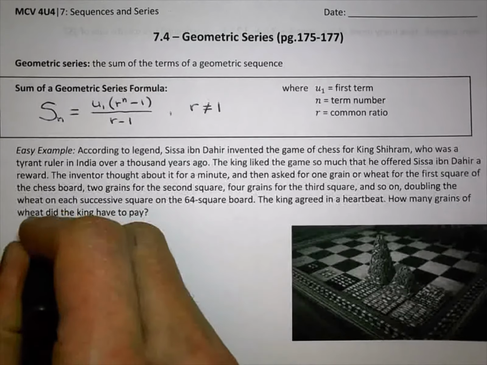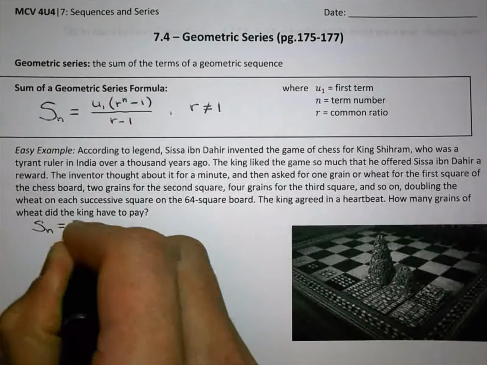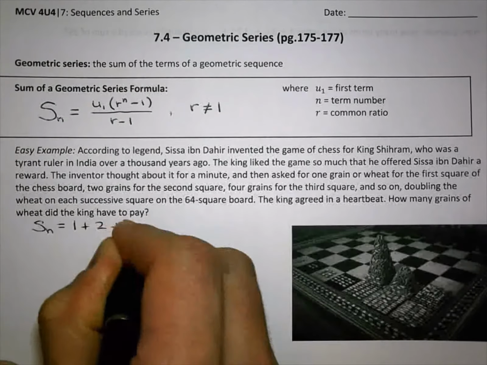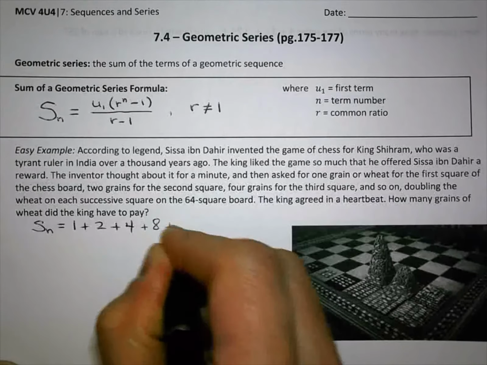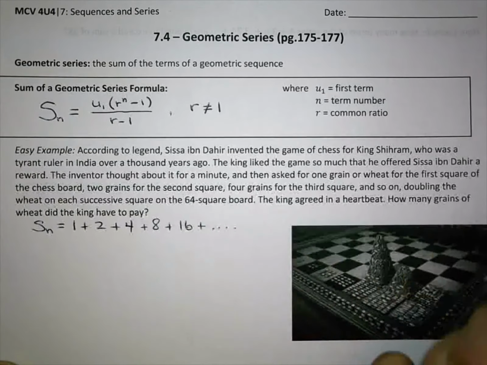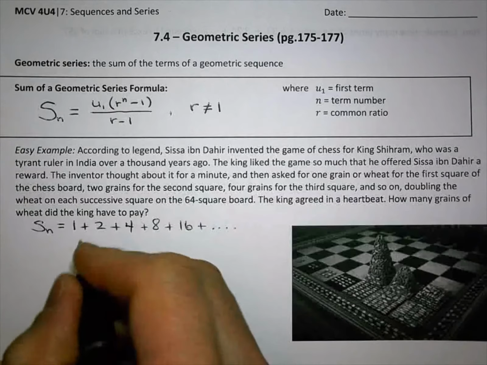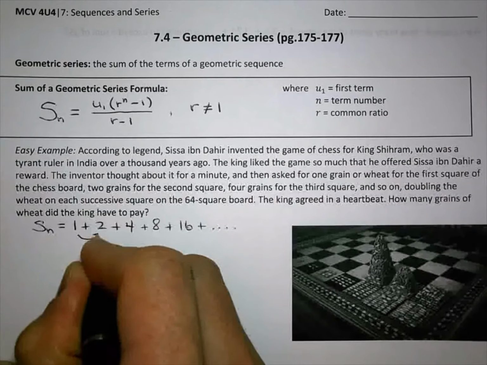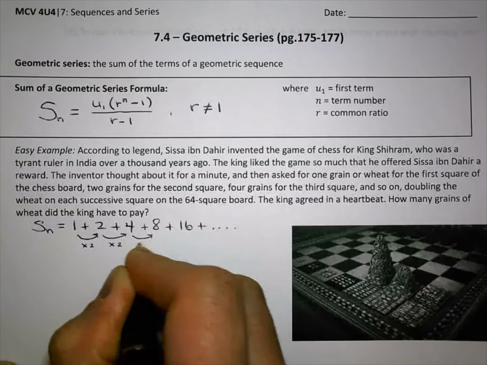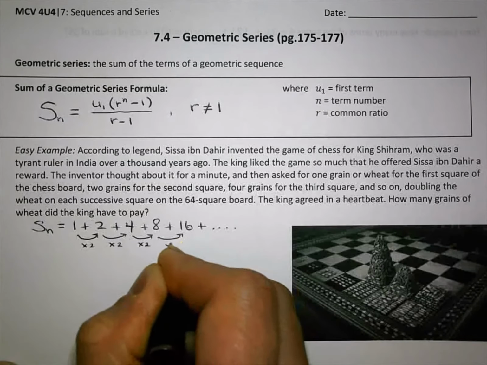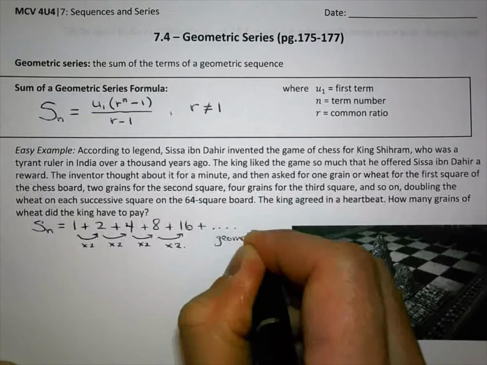So in this example, the sum that I'm trying to figure out is, okay, the first square had 1, the second square had 2, the third square had 4, and it keeps doubling every time. So the next squares are going to be 8, 16, plus dot, dot, dot. Now, what type of sequence or series is this? Well, here I multiplied by 2, here I multiplied by 2, so I actually have a common ratio. This is a geometric series.